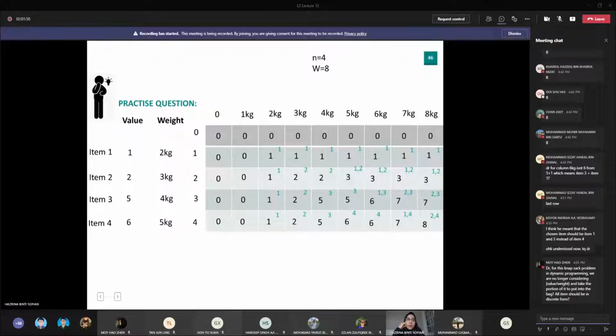From Moy: for this knapsack problem in dynamic programming, we are no longer considering the value and weight and taking a portion of weight to put into the bag. All items should be in discrete form. Okay, next question.